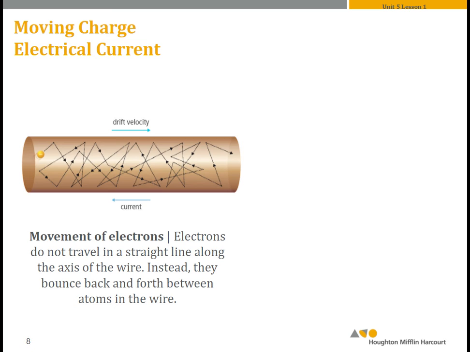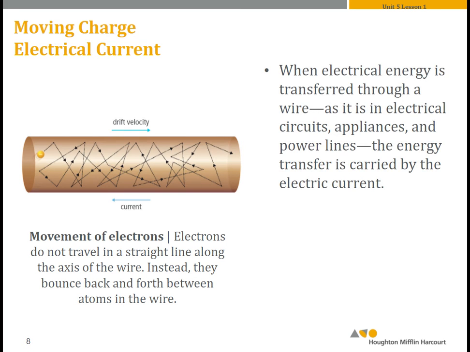And remember, the direction of the current is opposite the direction of the drift velocity. The drift velocity is determined by the strength of the electric field in the wire. The stronger the field, the more it accelerates the free electrons. So as the drift velocity increases, the current, or the number of electrons passing through a cross section of the wire, also increases.